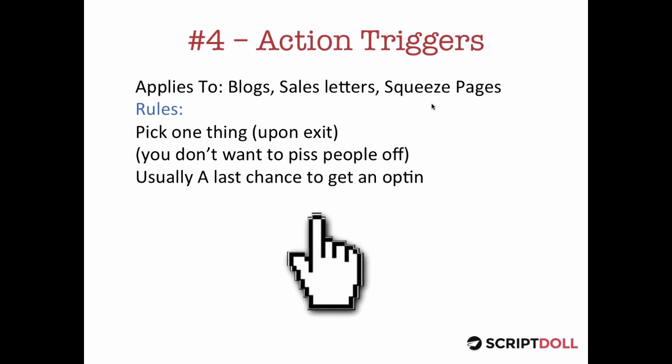Basically, what they are is, if somebody goes to move their mouse up to close the window, it somehow knows that. I don't really know how it works. I'm not a programmer at all. But it makes a pop-up appear. I believe they have different options. I like the one where they do it upon exit. So they're looking to exit and you give them another option to take the action that you want them to take.